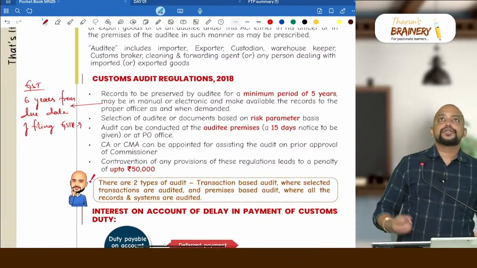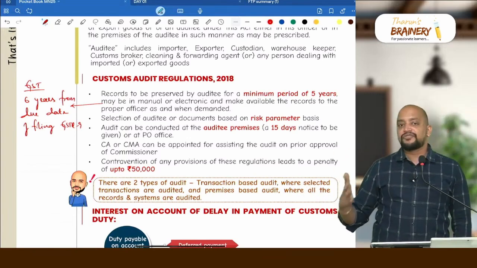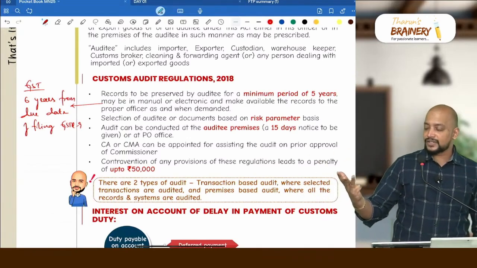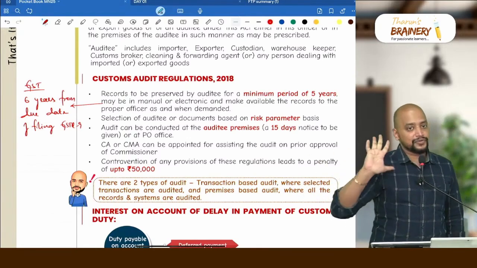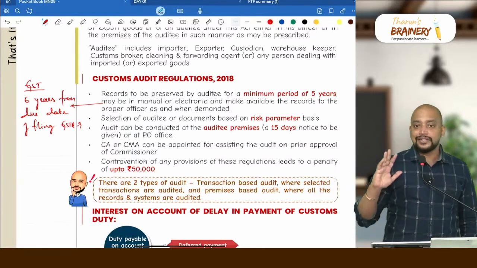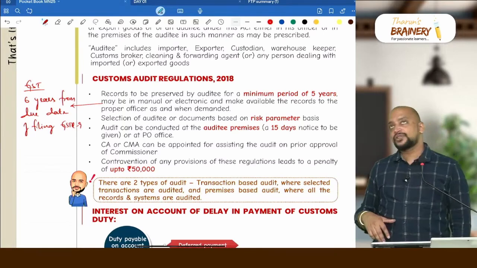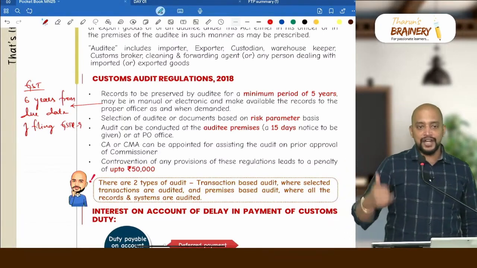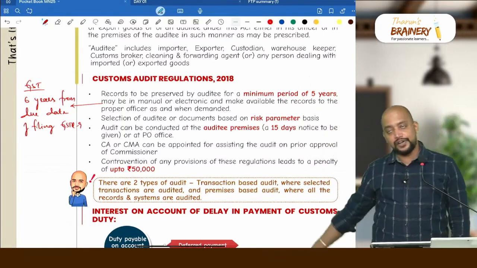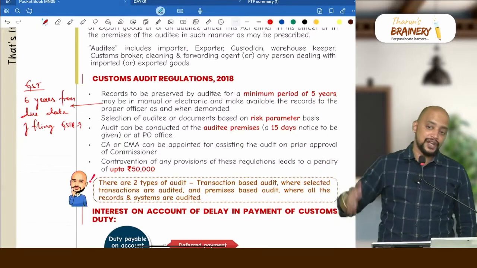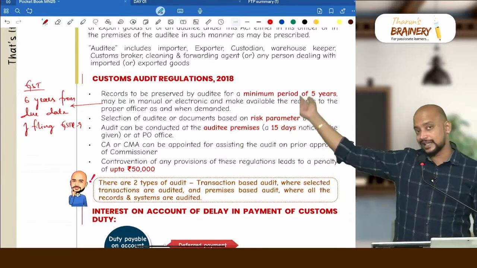For financial year 2024-25, we need to maintain records for 5 years, that is 25, 26, 27, 28, 29, up to 2030. But in GST it's not like that. Same financial year 2024-25, first you see what is the due date of annual return, 31st December 2025. From there you need to count 6 years.